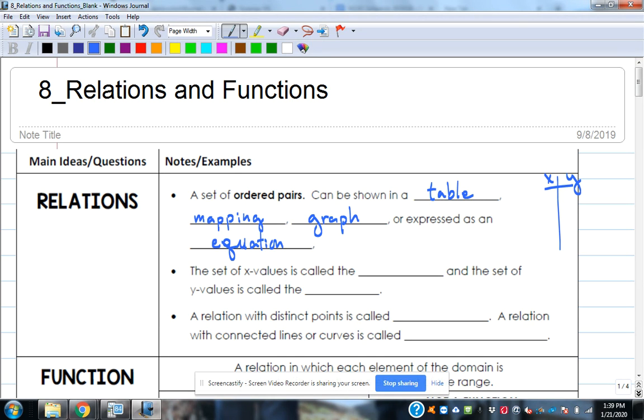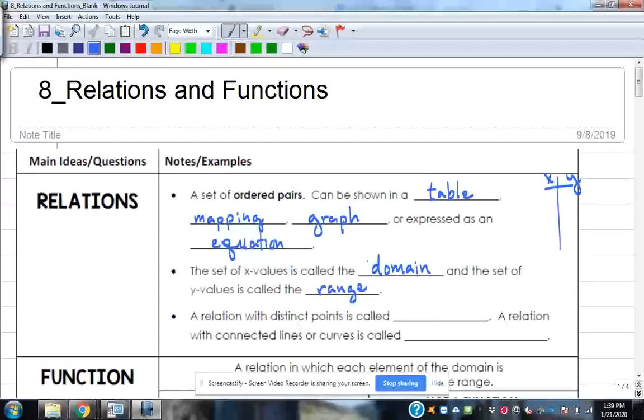The set of the x values is called the domain. And that's going to be a big focus today. Pretty big focus for the rest of the semester. We'll spend a lot of time talking about domain. And then the set of all the y values is called, does anybody remember? The range. Very good. The range.